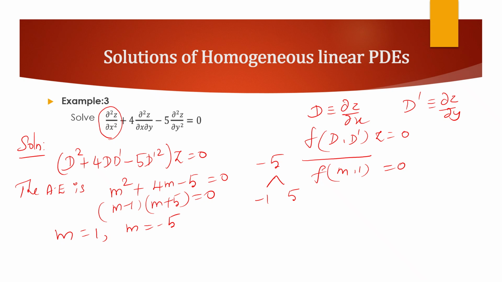So now we can write the complete solution. That is φ1(y minus 5x) plus, since the roots are distinct, φ2(y plus x). Okay. So I've taken the negative root first and then the positive root as the second one.